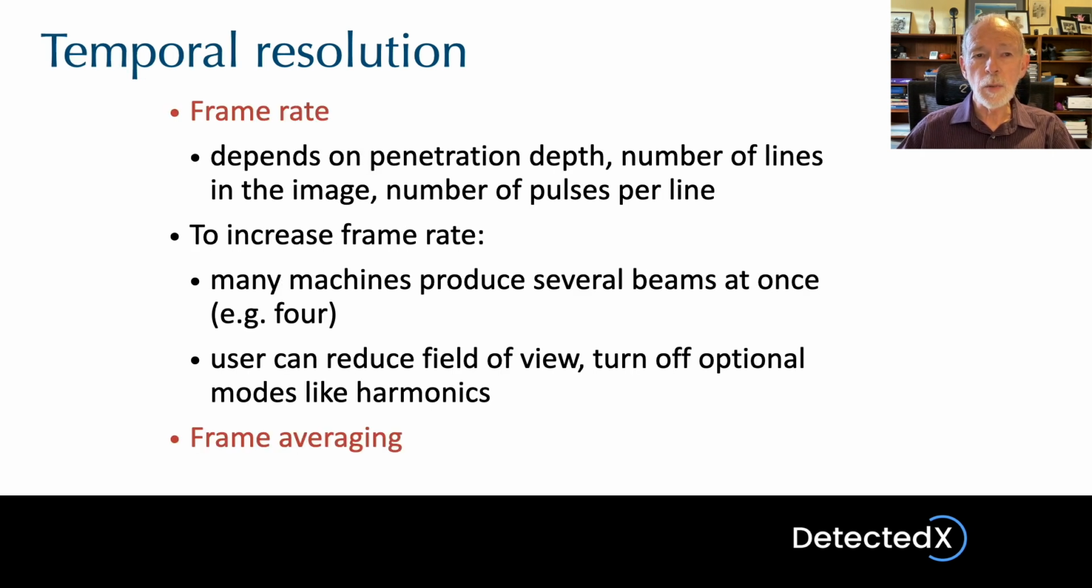Now let's look at temporal resolution. The main thing here is the frame rate, and I've talked about frame rate at various times in previous lectures. You should remember that frame rate is very much dependent on penetration depth. When you're scanning very deep, the machine has to wait a long time for the echoes to come back from that depth, and this slows down the imaging rate and therefore slows down the frame rate. The other factors that are important are the number of lines in the image and also the number of pulses that each one of those lines requires.